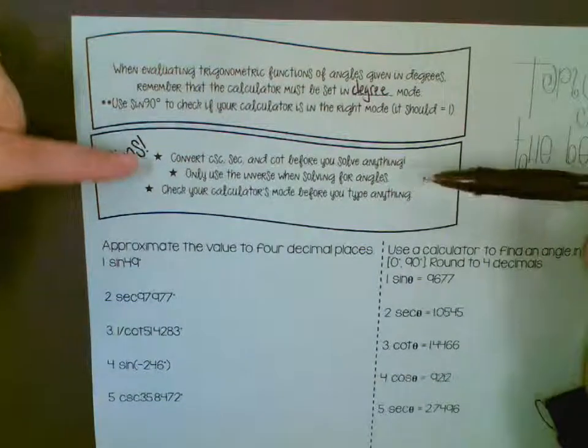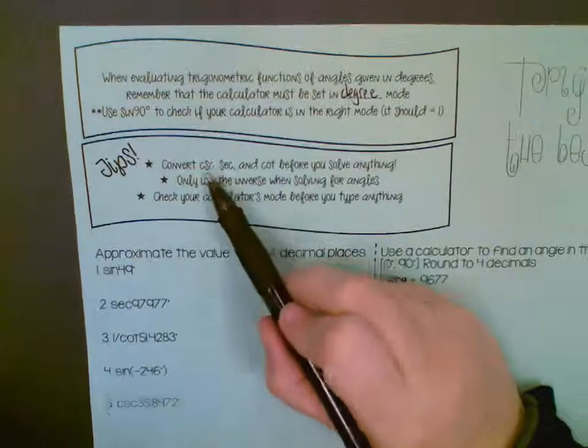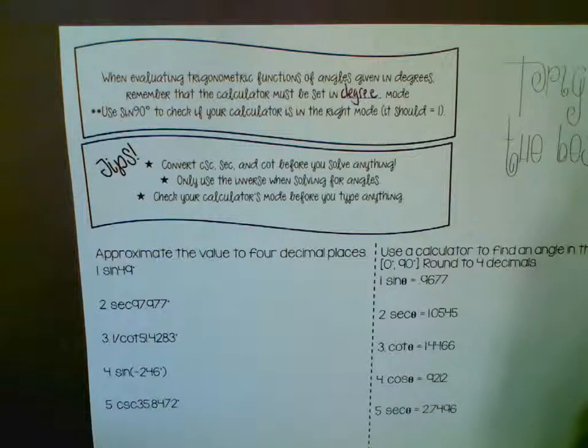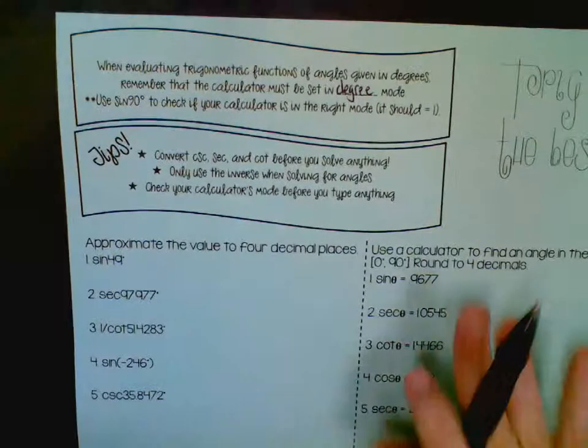So when we're working with our calculator, most calculators don't have buttons for cosecant, secant, and cotangent, so we have to change them to sine, cosine, and tangent before we start. And another thing to remember is that we only use inverses when we're solving for angles, so that would be over here.